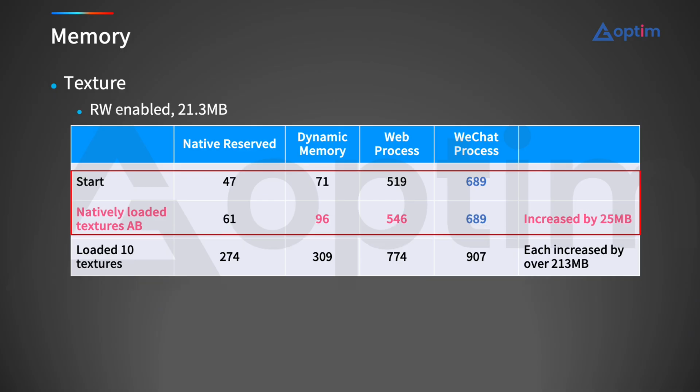In our tests, we loaded a texture asset bundle using the native method and found that the memory usage of the texture AB increased by 13 megabytes. Native reserved memory increased, while dynamic memory grew by approximately twice that amount, to about 25 megabytes. This pattern was consistent across multiple test cases.